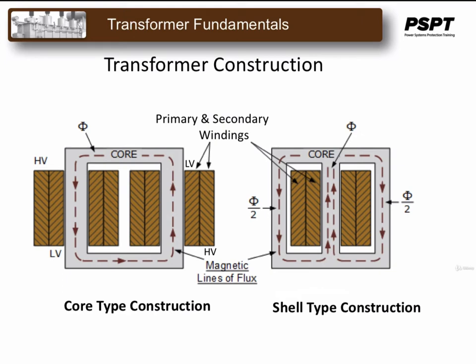In core-type transformer construction, one half of each winding is wrapped around each leg or limb of the transformer magnetic circuit as shown. The coils are not arranged with the primary winding on one leg and the secondary on the other, but instead half the primary winding and half the secondary winding are placed one over the other concentrically on each leg in order to increase the magnetic coupling and allow practically all of the magnetic lines of force to go through both the primary and secondary windings at the same time.